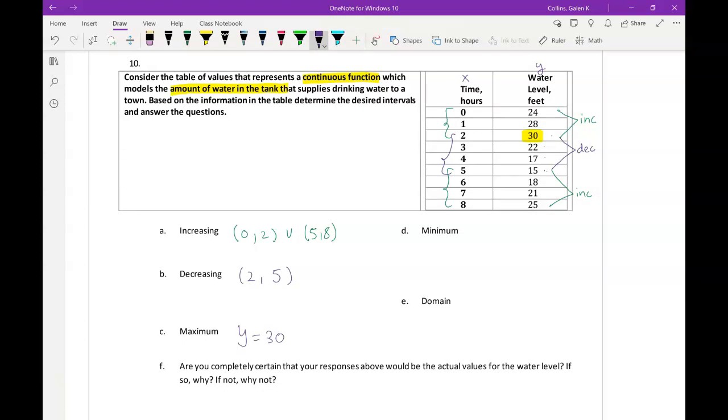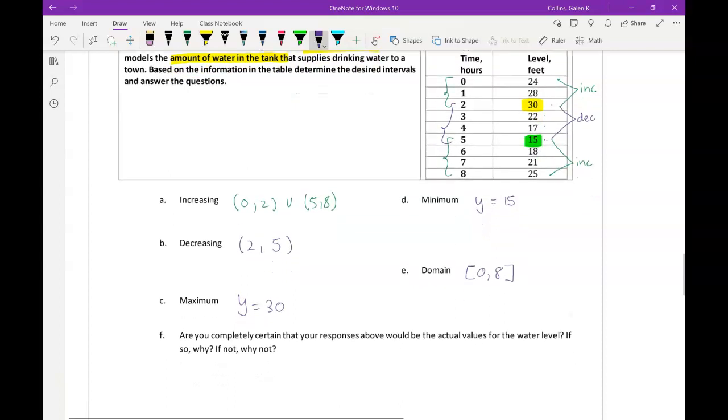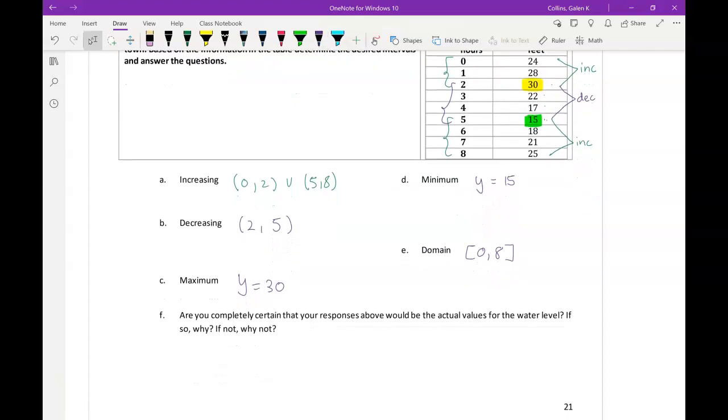For the minimum value, again, just based on what we observe in the table, I think the lowest number I saw was 15. So I'm going to say my minimum is at y equals 15. And then lastly, the domain. We know the function's continuous, so I don't have to worry about saying just whole numbers or something like that. But the only values we have are from 0 to 8. So for our domain, I'm just going to say from 0 to 8 because that is what is in our table.